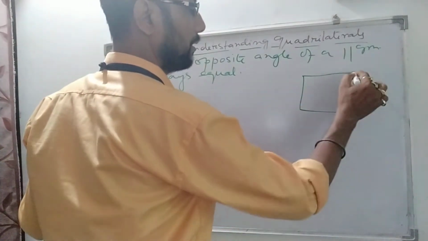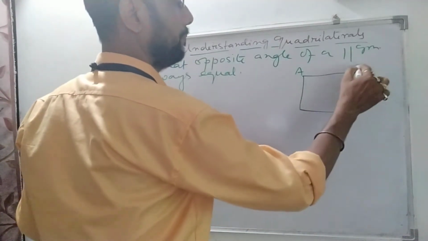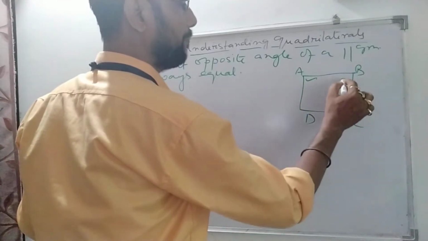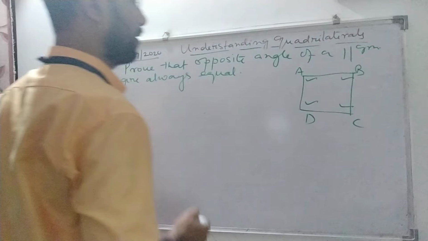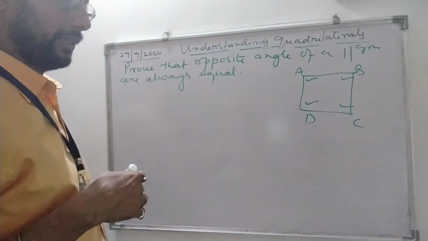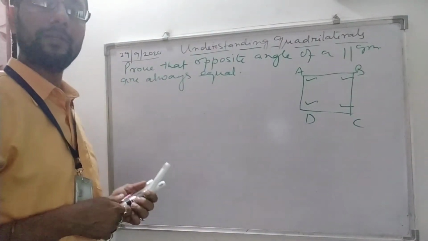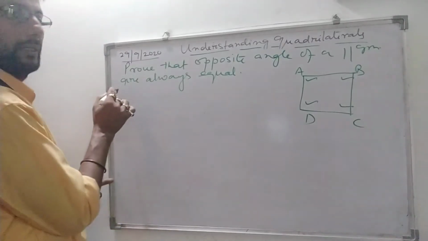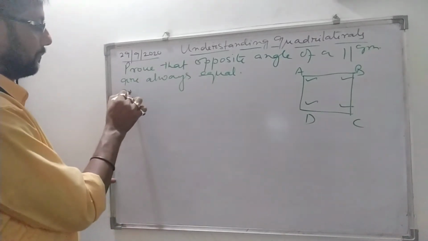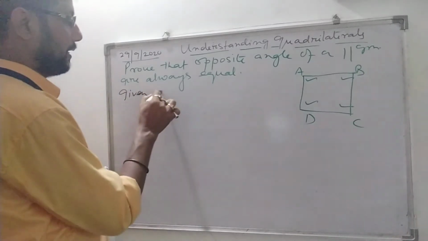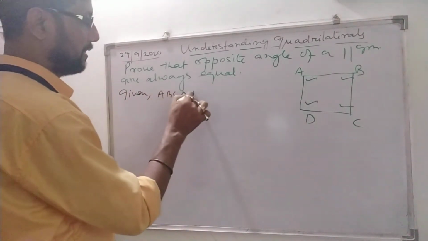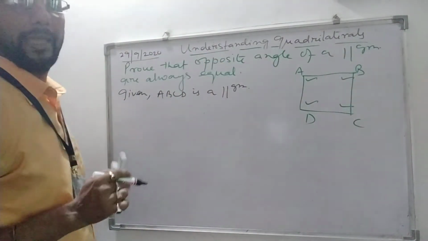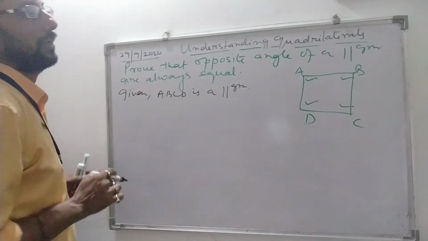Suppose ABCD. We have to prove that angle A is equal to angle C and angle B is equal to angle D. So how to do the proof, students? First we have to write the given part. Always remember, you should write the given part first. Given: ABCD is a parallelogram.